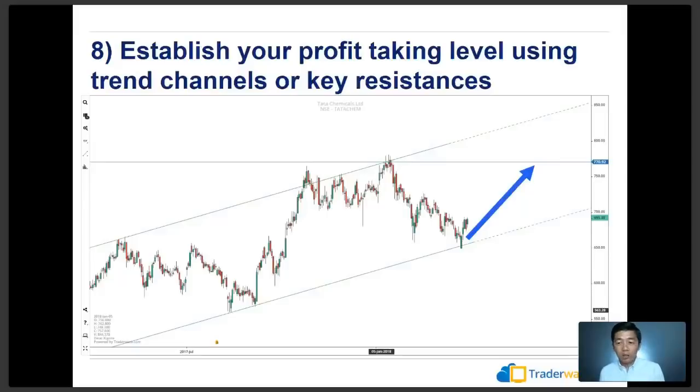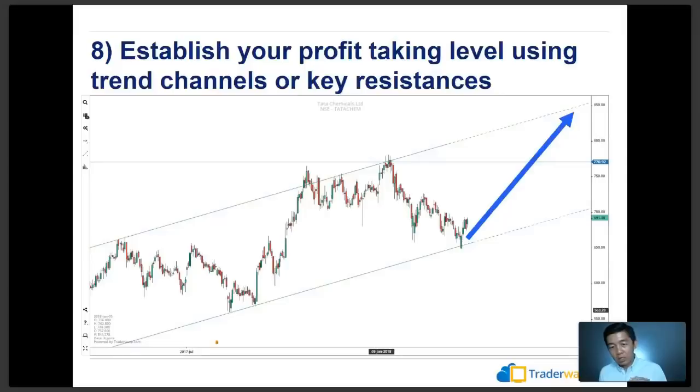So what are the pros and cons if you decide on 770? When you decide on 770, the good thing or the pros is that there's a very high chance you will be able to exit with a profit at 770. Okay, the downside is that the reward to risk ratio, as you can see later on, will not be as good, compared to if you decide on your profit taking level at 850.